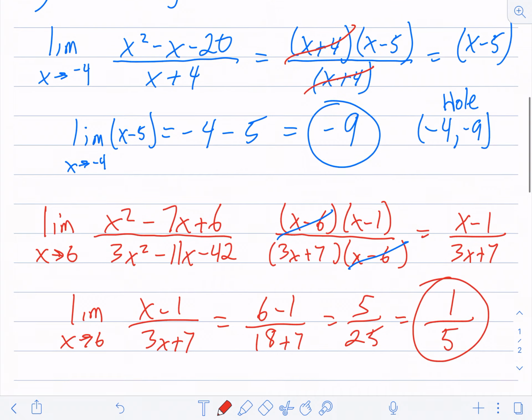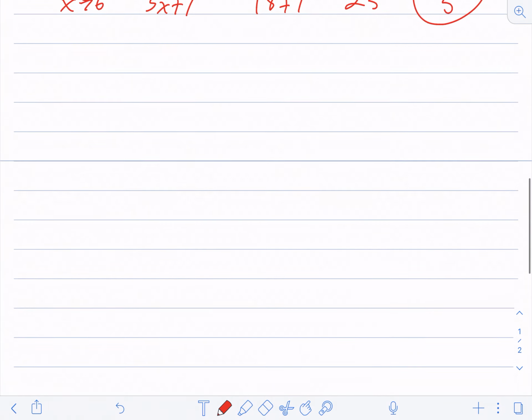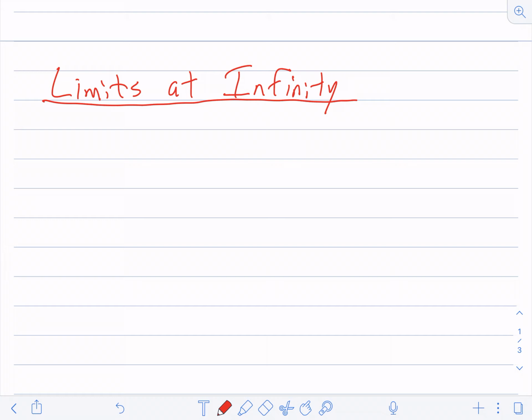Okay, one other topic I want to talk about, and I'm going to go to a new page on this. I want to talk about limits at infinity, meaning as x approaches infinity or as x approaches negative infinity. We did this already with rational functions, so it's kind of familiar, but let's just look at polynomials.